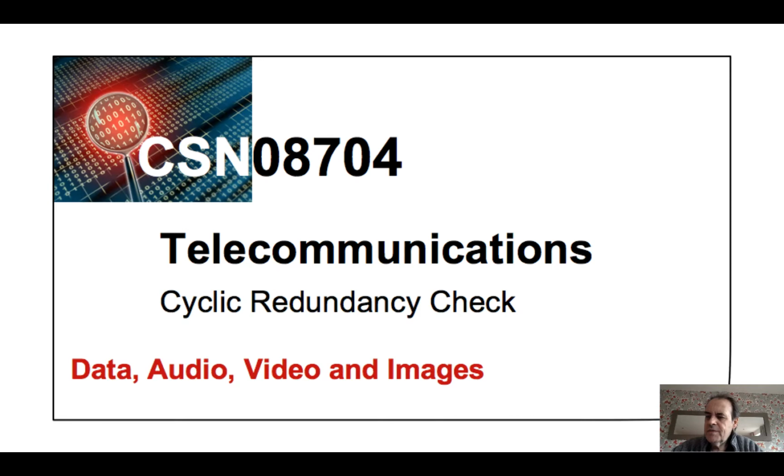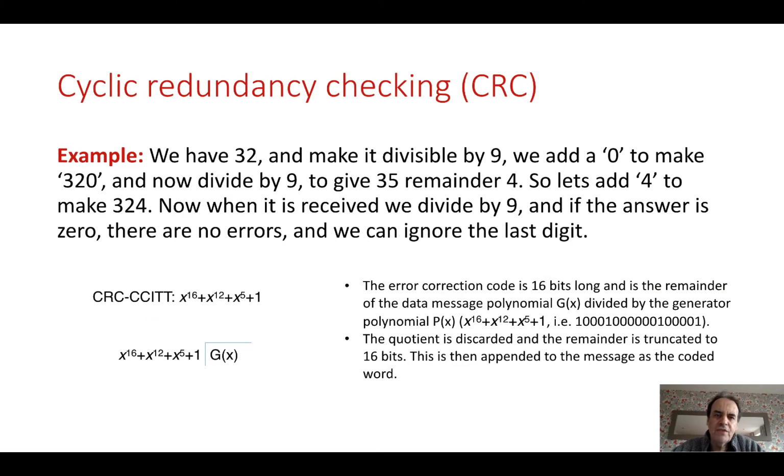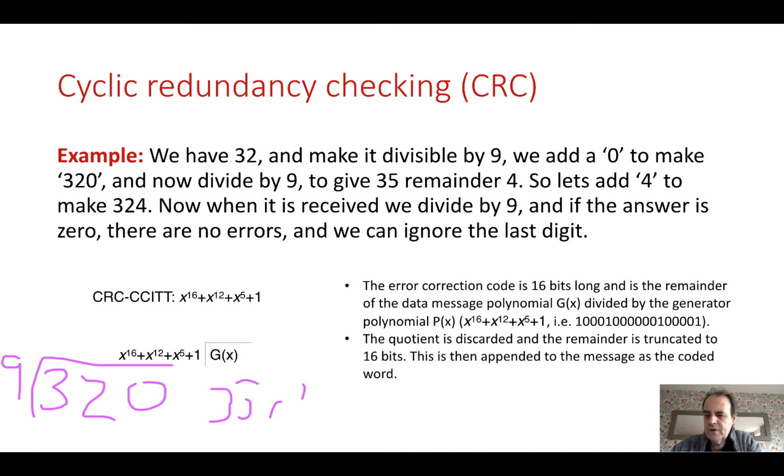Okay, so the next concept that we're going to have a look at is what's called cyclic redundancy check. Cyclic redundancy check is a little bit like how we would take a value of 32 and add another value onto it, and then what we want to do is to make it divisible by, say, 9. So 9 into 320 goes 35, remainder 4. So the value we will transmit is 324, so that it should be divisible by 9 at the other end.